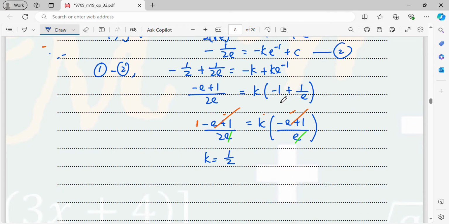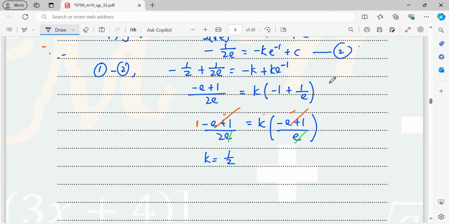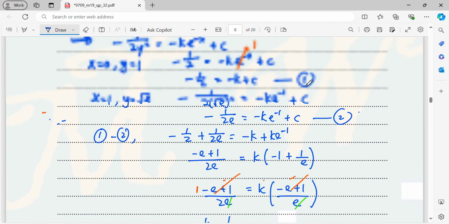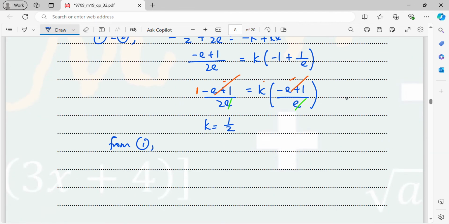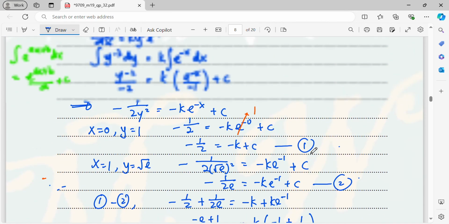Okay, now to get the c, you can just substitute into the first or second equation. Obviously the first equation is easier, so I will just refer to the first equation. Minus half is minus k plus c. So minus k plus c. Therefore, my c equals 0, because both sides you have minus half.